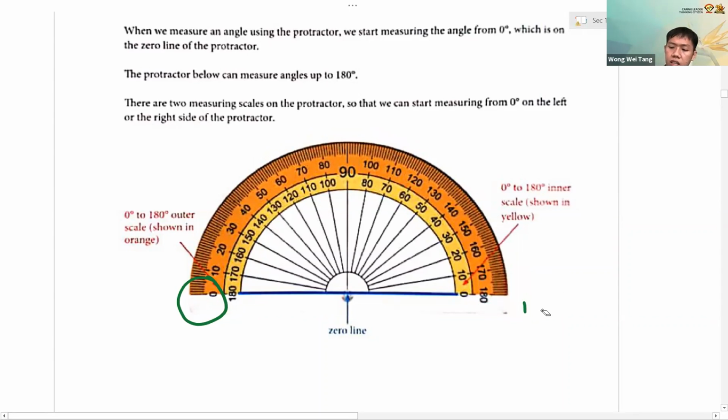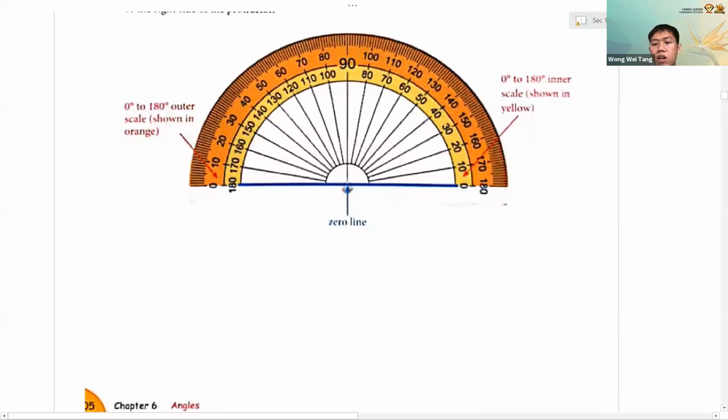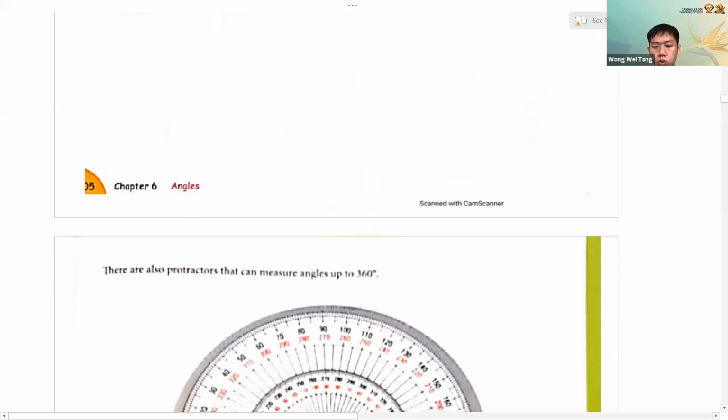Now, there is an inner scale. There's another 0 degrees here. 0 to 10, 20, 30, 40, 50, 90, until 180. So a protractor has two 0 degrees. It has two 180 degrees, and so on. Which scale you choose to use, the yellow one or the orange one, depends on how they draw the angle. Okay, so let's move on.